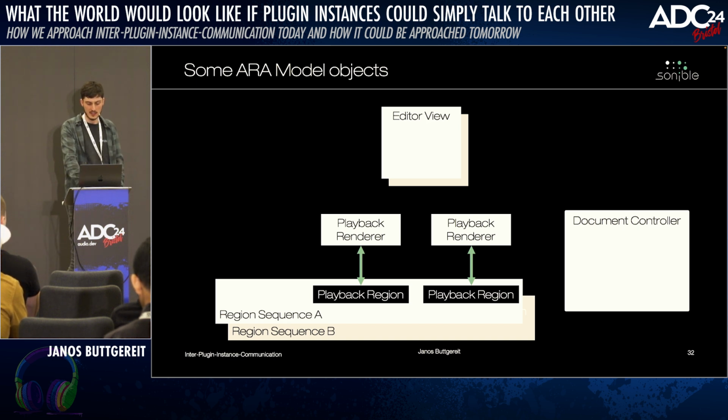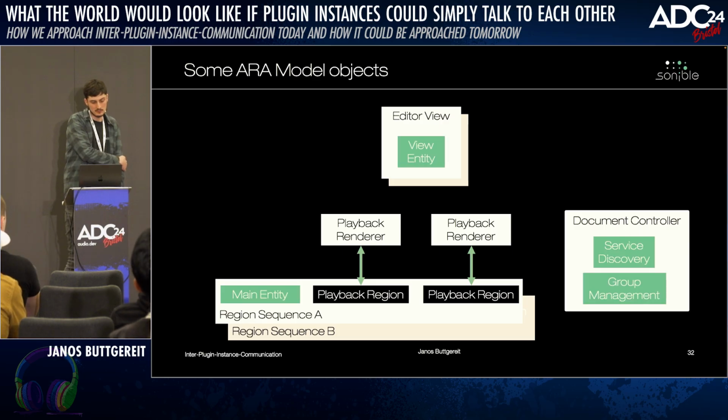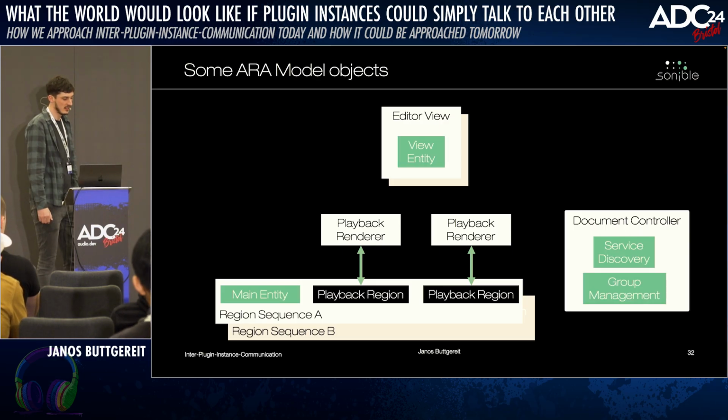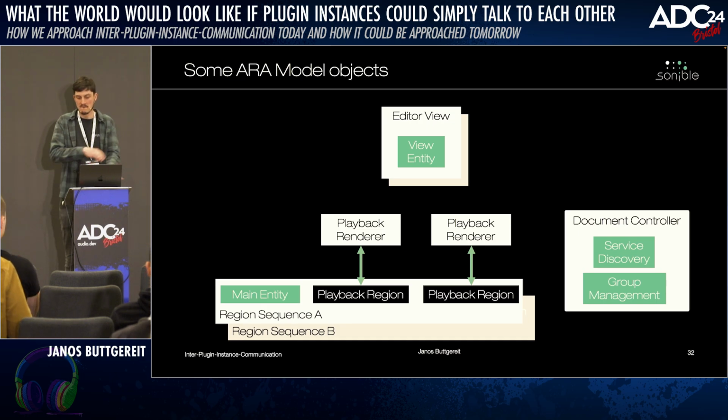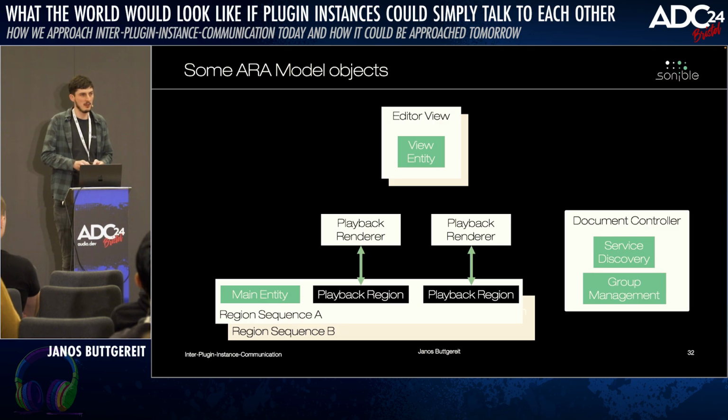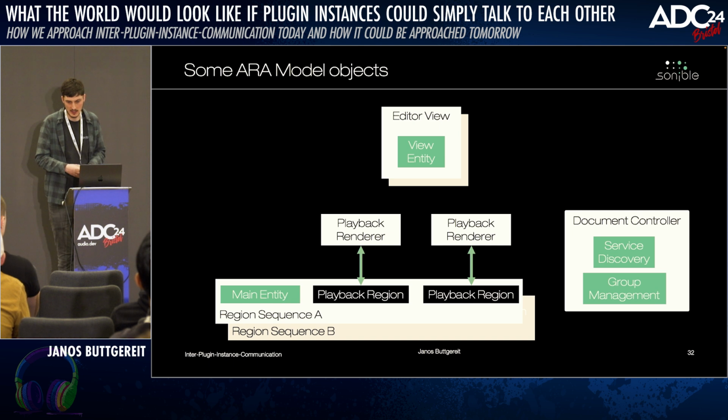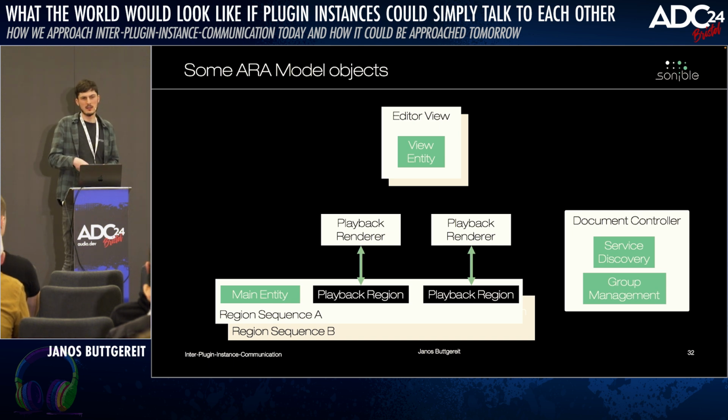And I actually just put in our classes there. I made the region sequence a main entity. I made the editor view a view entity, and I implemented our service discovery and the group management and the document controller. And all this started to work out quite nicely, and I was able to implement this pattern in ARA quite successfully. This was really nice. So I thought, this could really be a good approach in some ways.